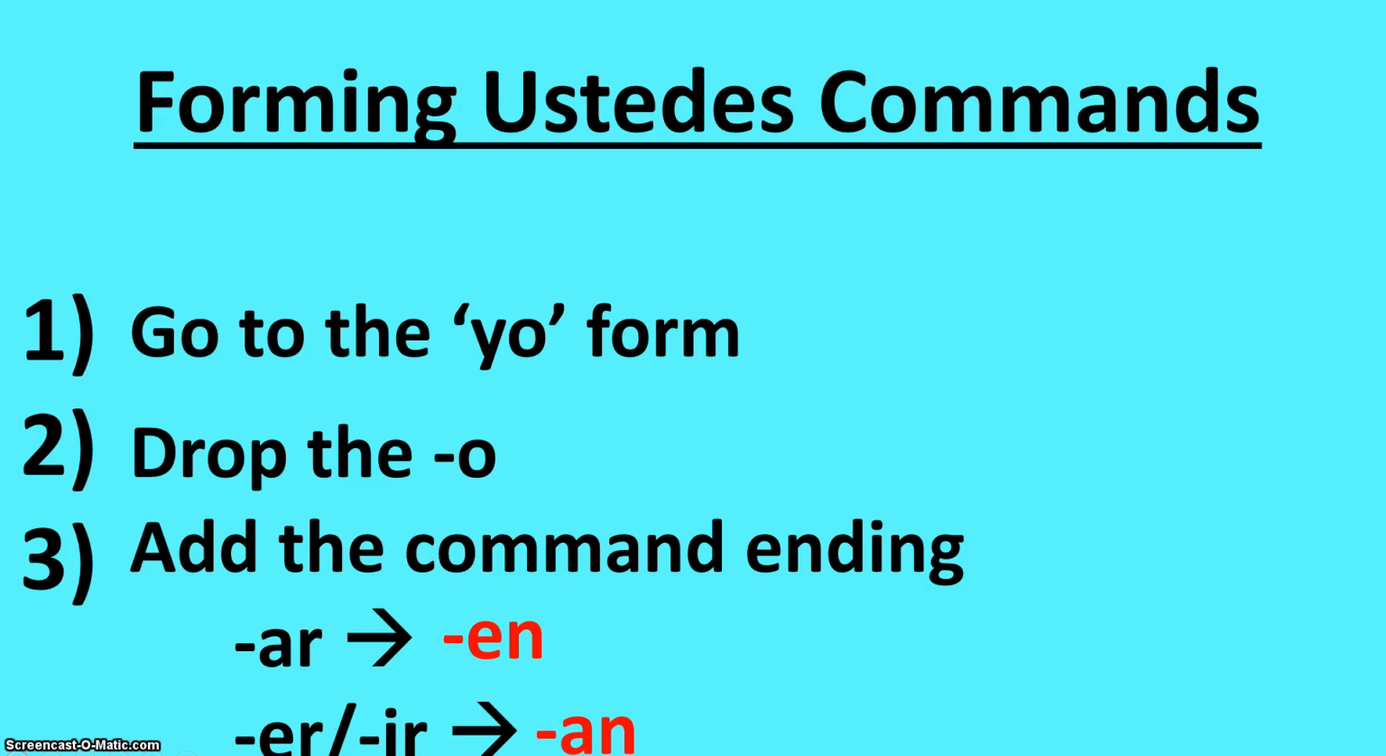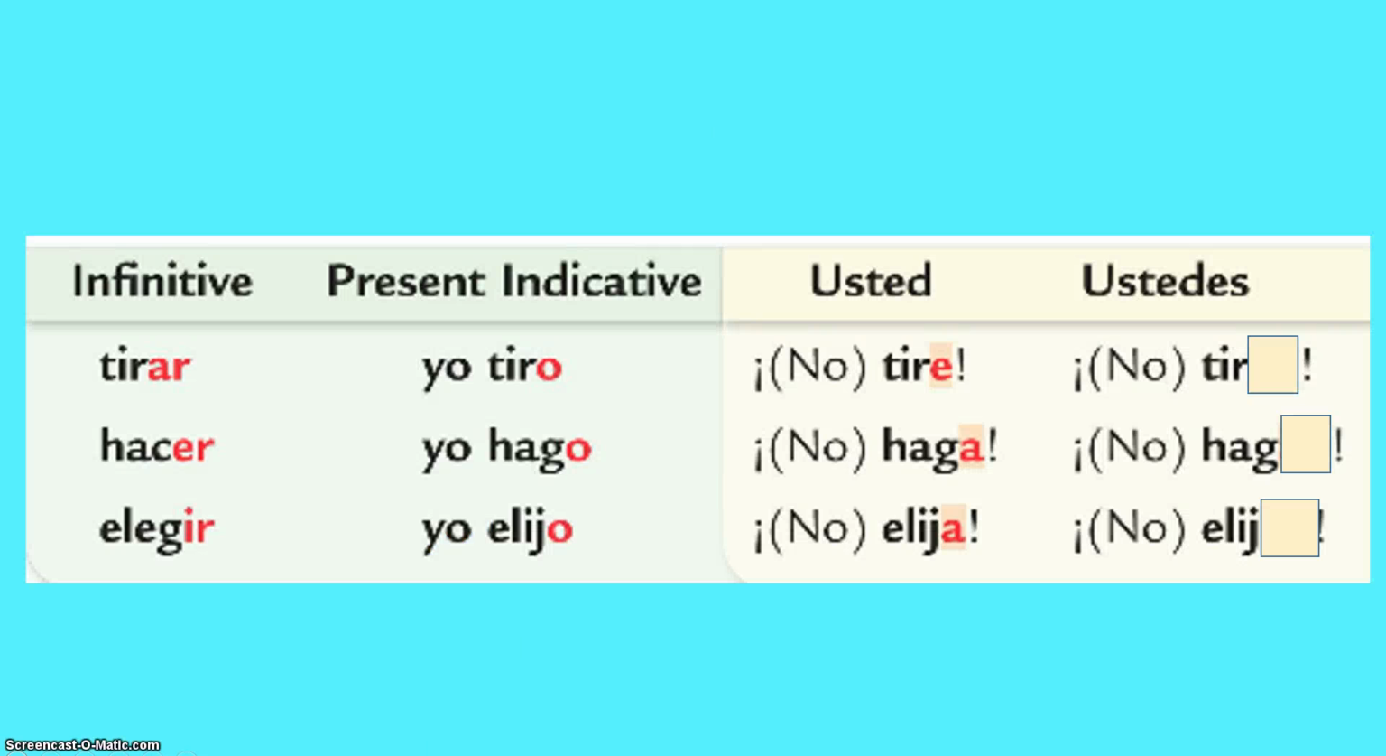So the only difference between an usted command and an ustedes command is the letter N. Ustedes commands have the addition of the letter N. So, tirar would be tiren, hacer would be hagan, and elegir would be elijan. You can see, again, that the only difference between the usted and ustedes commands is the addition of the letter N on all of these ustedes commands.